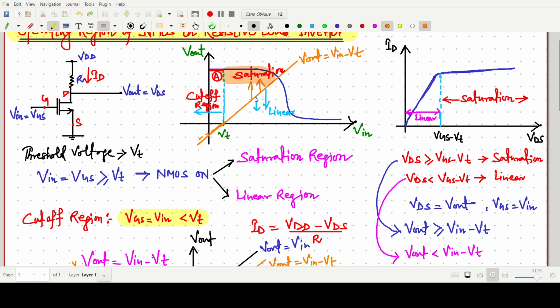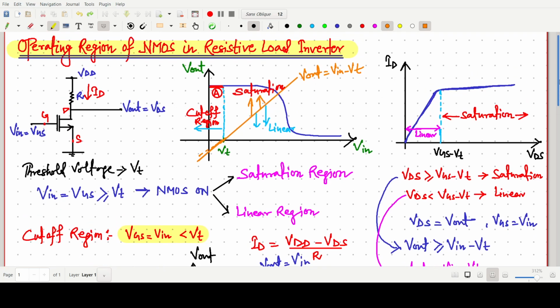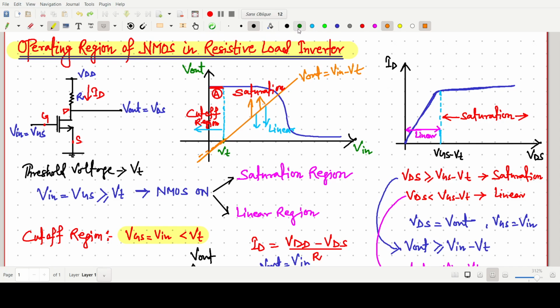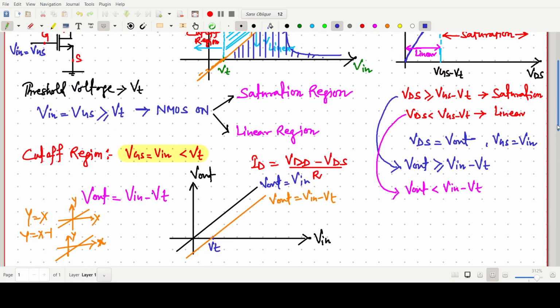Once again, I am just telling this region. This side will be in the saturation region, and the below one, all of this, will be in the linear region. Clear? So this side is linear and this side is the saturation region. I am redoing the same thing, but this one is the key.